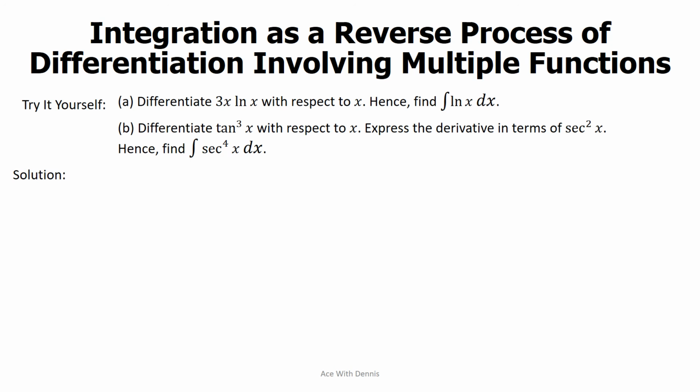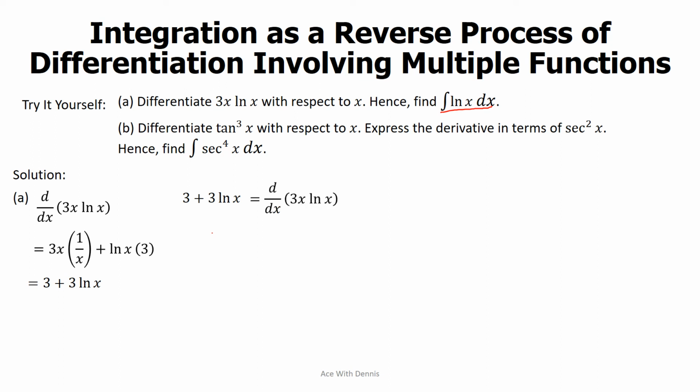Here is the solution. First, for A, d over dx of 3x ln x, we can use the product rule, which gives us 3x times 1 over x plus ln x times 3. Simplify, we get 3 plus 3 ln x. Now, we want to integrate ln x dx. So, we get back the result that 3 plus 3 ln x equals d over dx of 3x ln x.